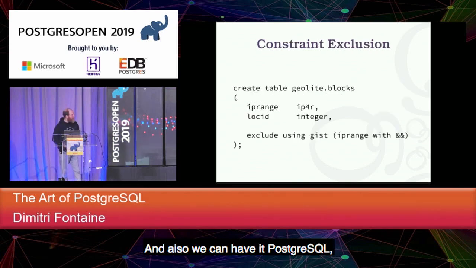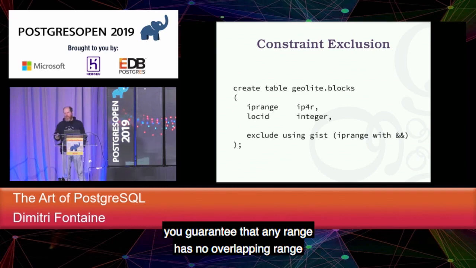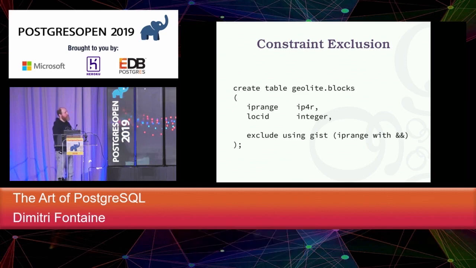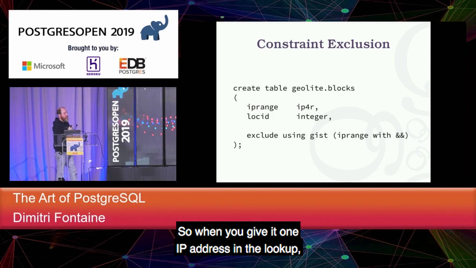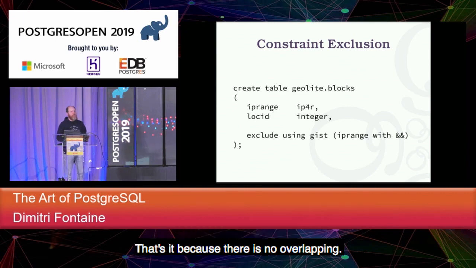That's easy. And also with PostgreSQL, we can have exclusion constraints. So you can build your blocks table in a way that you guarantee that any range has no overlapping range anywhere else in the table. So when you give it one IP address in the lookup, you're going to look up either 0 or 1 answer. That's it, because there is no overlapping, okay?